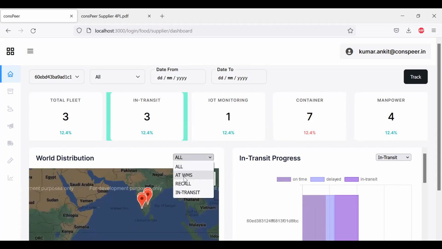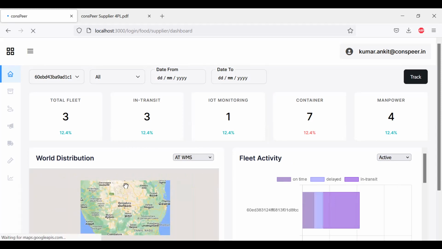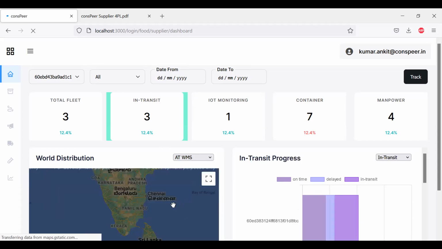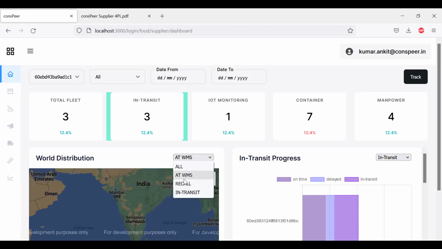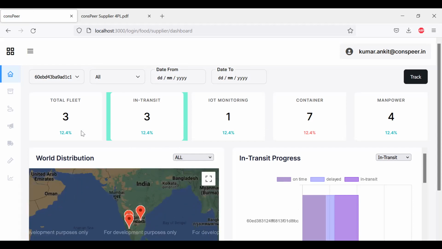So this was all. If I make WMS now, I need to refresh a bit, because the map is not getting refreshed. So if I click there, at warehouses it's showing nothing. If you get into recall, it is showing one. If you get into transit, it is showing two. If you get into all, all is three. 1, 2, 3. This is the way it is described.